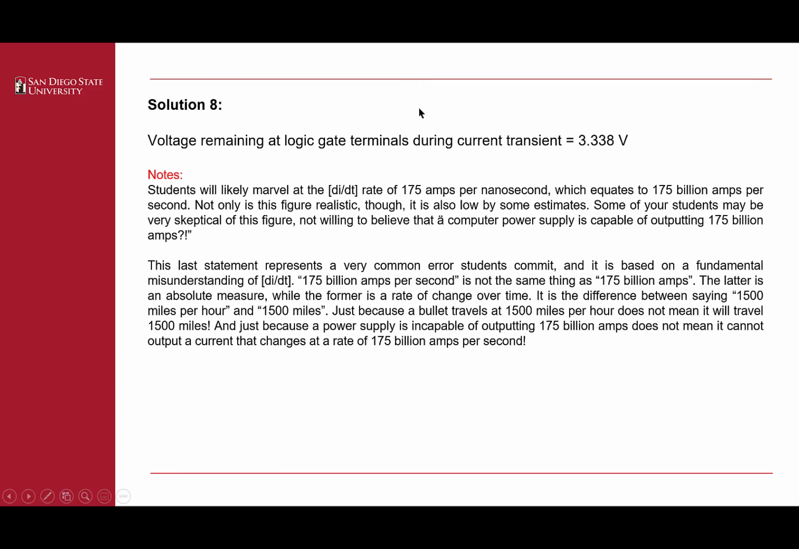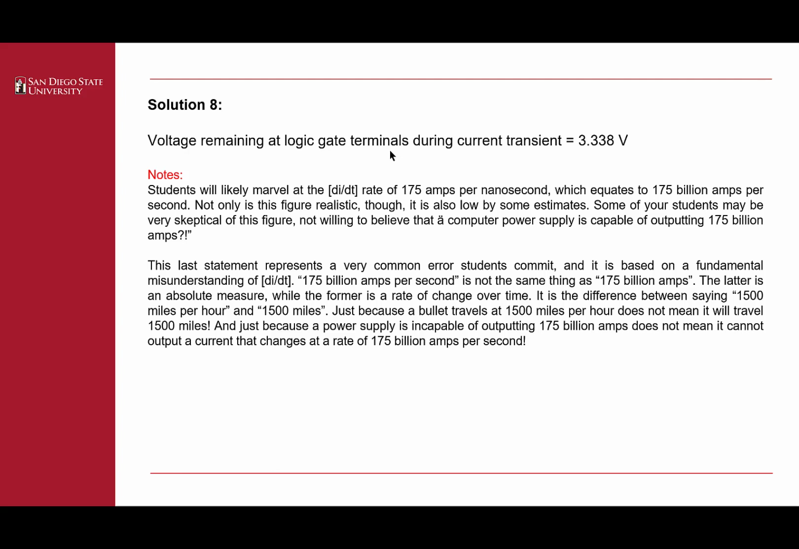The voltage remaining at logic gate terminals during current transient is 3.338 volts. Actually, the real answer would be 3.3375, but here they have used a little rounding. So how this is found looks like a mystery, but it is actually not.